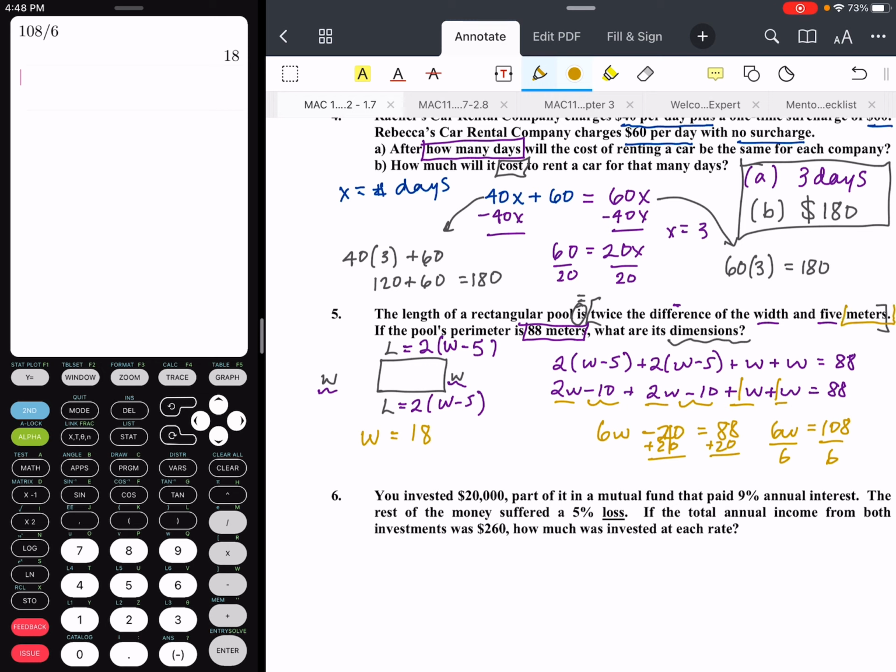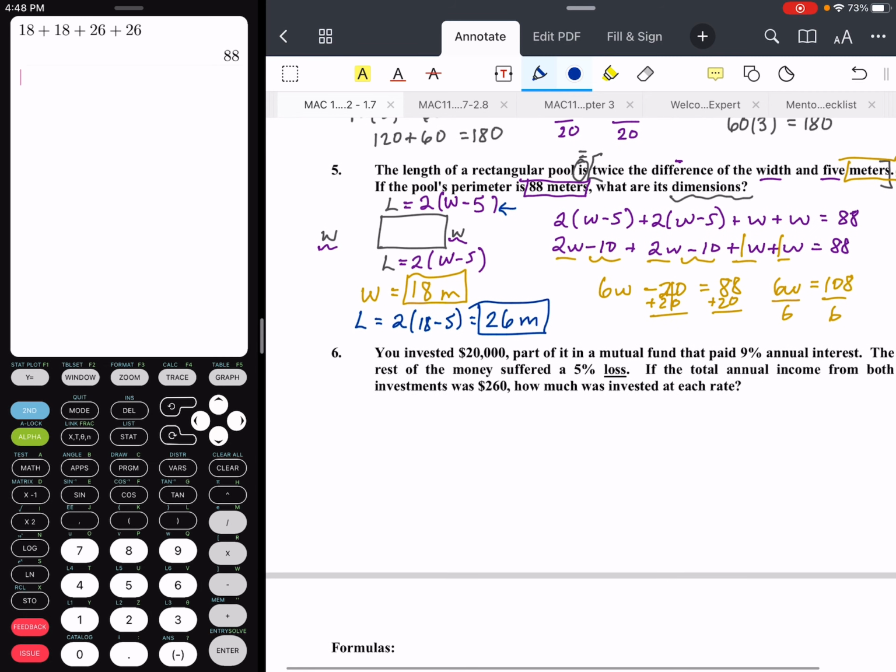Let's see, and this problem is written in terms of meters. So I'm going to write my width, W, is 18 meters. All right, so I've got my width, and then I still need to get my length. From up here, I know that my length is 2 times the width, which I now know is 18, minus 5. 18 minus 5 is 13, so 2 times that gives me 26, and including my units, 26 meters. And as a quick check, if I add up my perimeter, 18 plus 18 plus 26 plus 26, there's my 88.